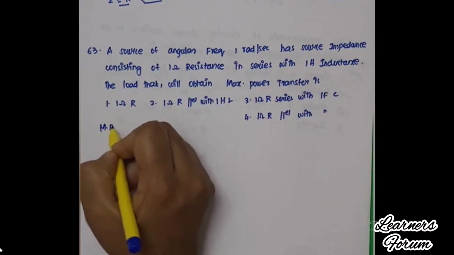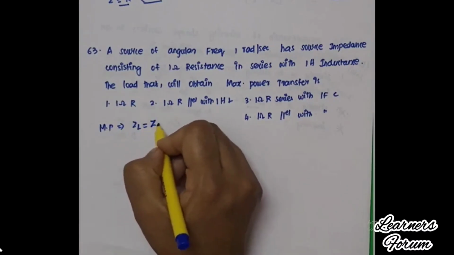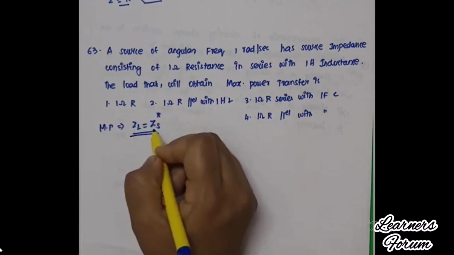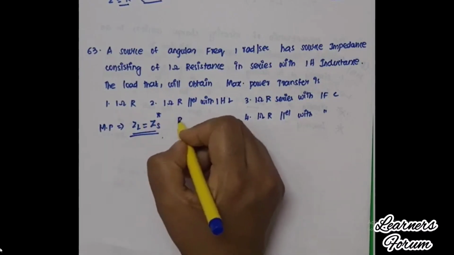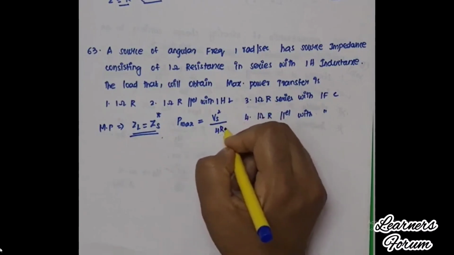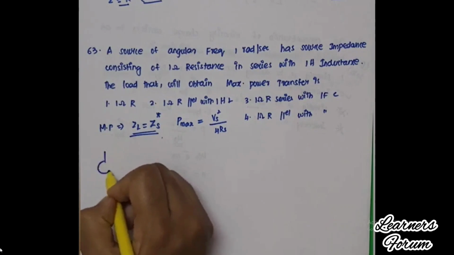So to get a maximum power transfer value, the value of load impedance should be equal to the source impedance conjugate value. So this is the condition to maintain. And to get maximum power transfer, P max will be equal to Vs square divided by 4 into Rs. Now let us draw the circuit.